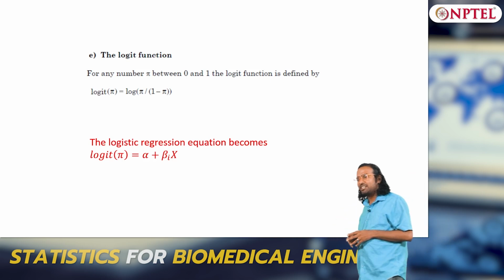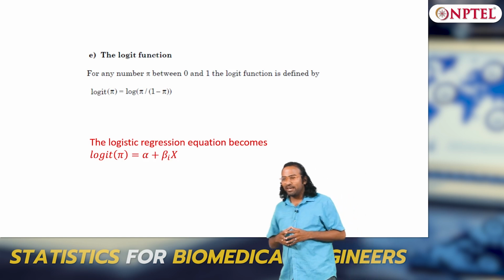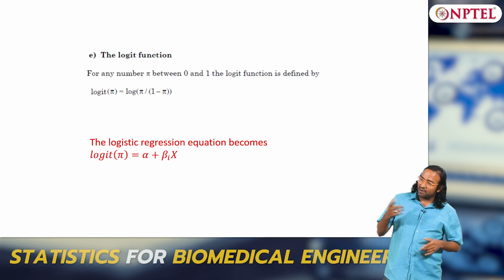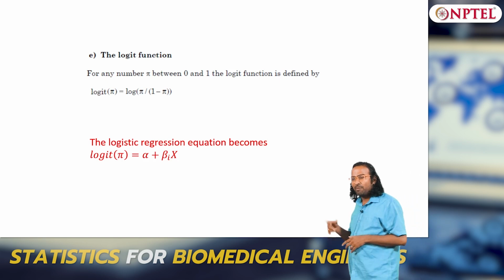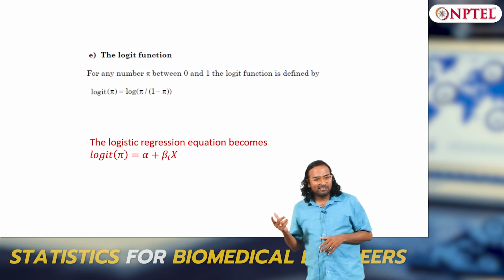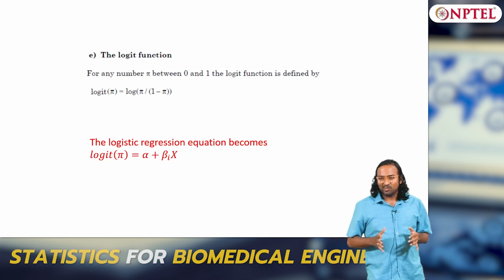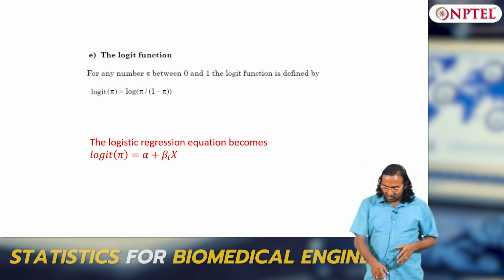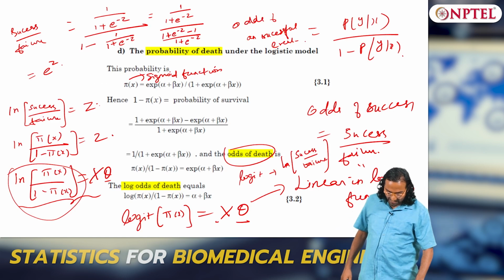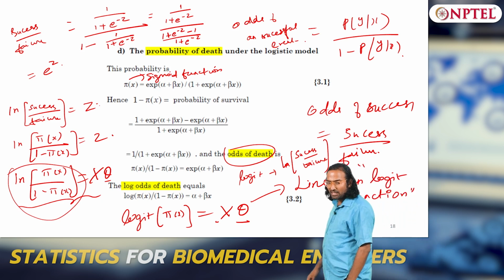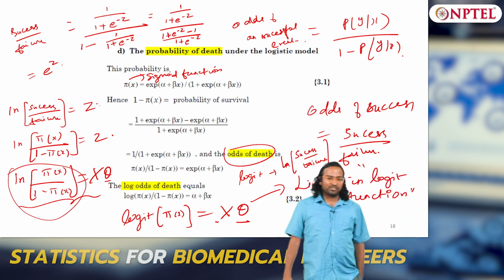The logit function is nothing but the log of success by failure, that is log of phi of x by 1 minus phi of x, where phi of x itself is 1 by 1 plus e power minus z, where z equals alpha plus beta x. So that is what we did. This is the logit function, log of phi of x by 1 minus phi of x.